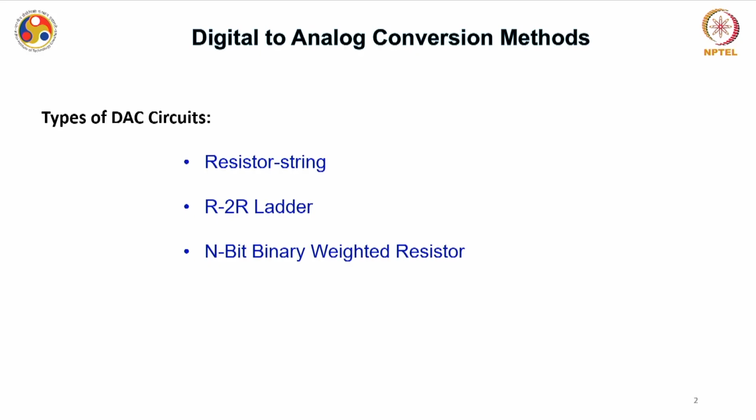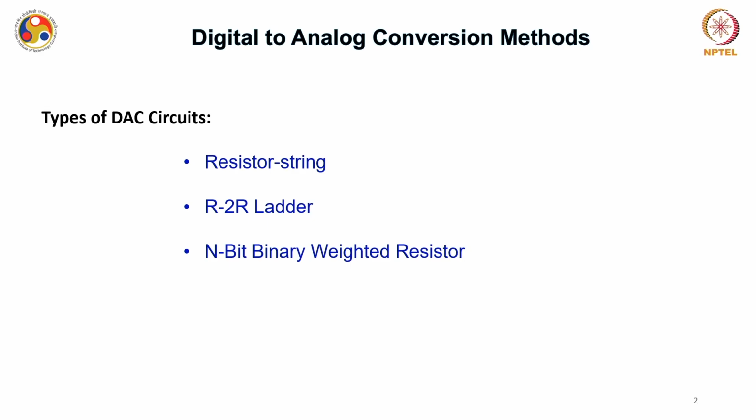We discussed a few characteristics of DACs, and we also saw different types of DAC circuits. We have seen how a resistor string can be used to construct a DAC, in conjunction with the op-amp. Apart from that, we have also seen two other kinds of DAC circuits: R-2R ladders and the n-bit binary weighted resistor based DAC, depending on how many bits are there in the input.